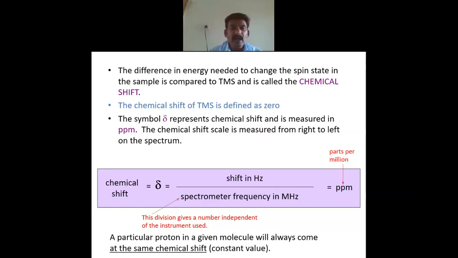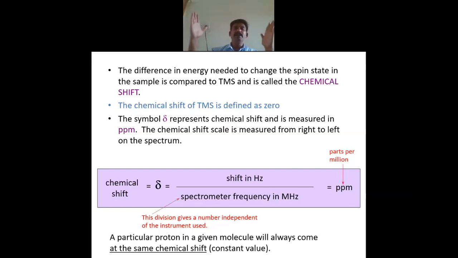So the chemical shift is represented by delta. The delta value is measured in ppm, and the symbol is delta. The chemical shift scale is measured from right to left. Right means 0, left means 10. So we have to measure from right to left, where right is 0 and left is 10.